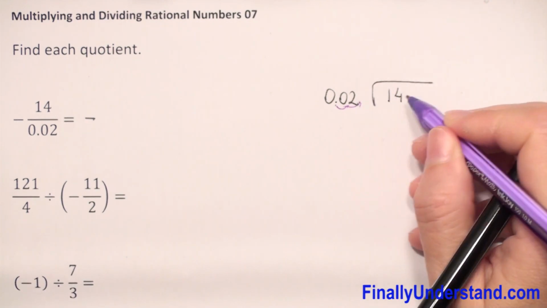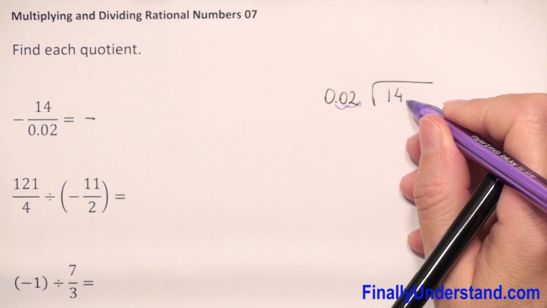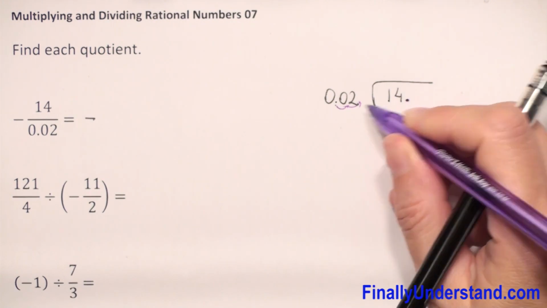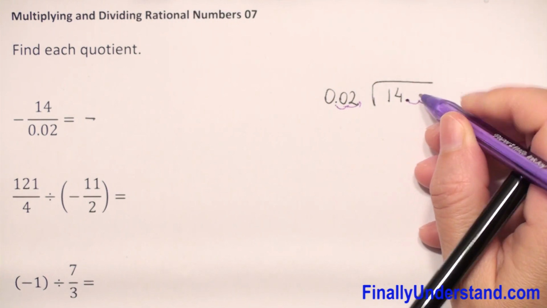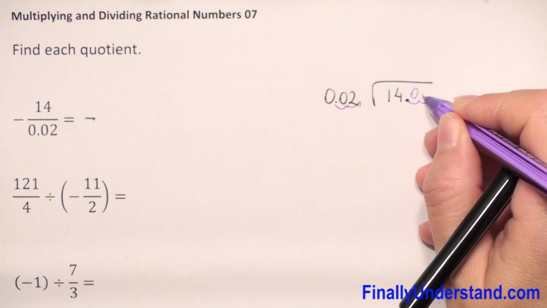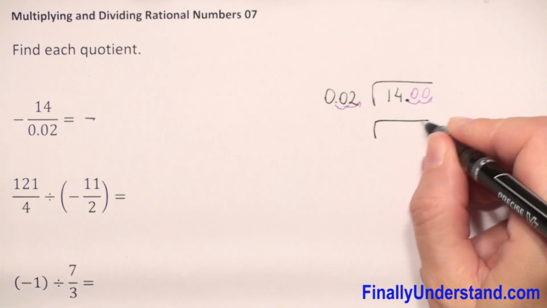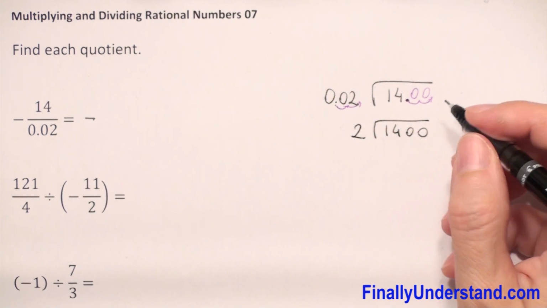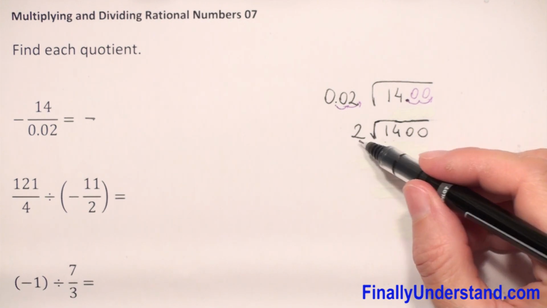The same we have to do with our number. When we don't have a decimal point, it is always at the end. We have to move 2 times, and the empty spaces we have to fill with zeros. So now we have to divide 1400 by 2.